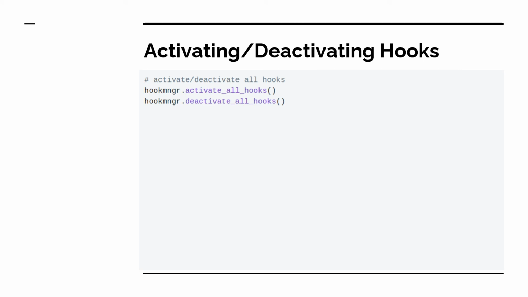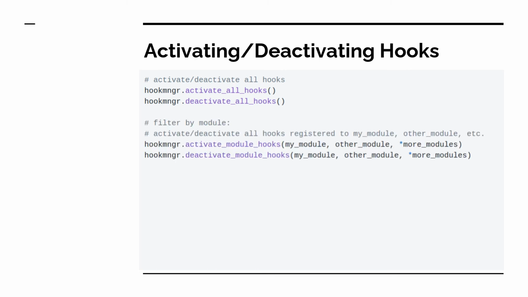To activate all registered hooks, call the hook manager method activateAllHooks. TackleBox also provides several filtering options that allow you to select a group of hooks to activate or deactivate with a single line of code. To filter hooks by module, call instead activateModuleHooks, passing as arguments any number of modules to be activated.